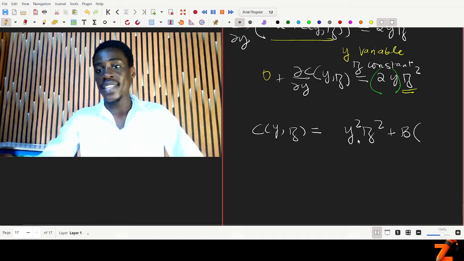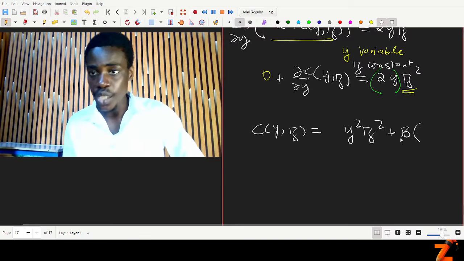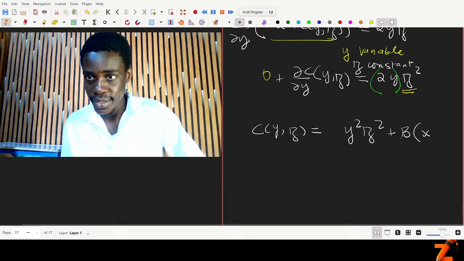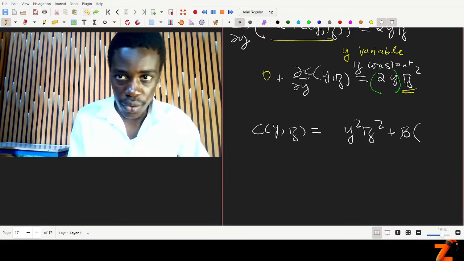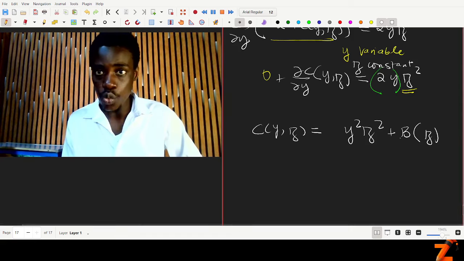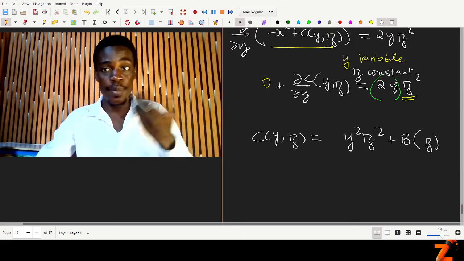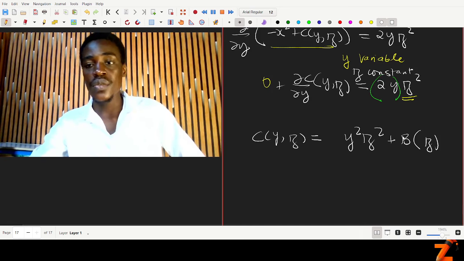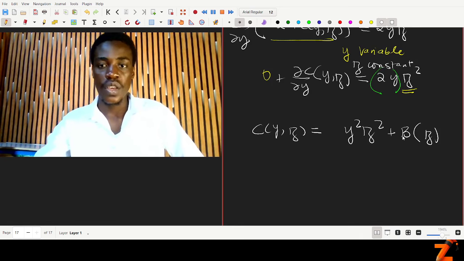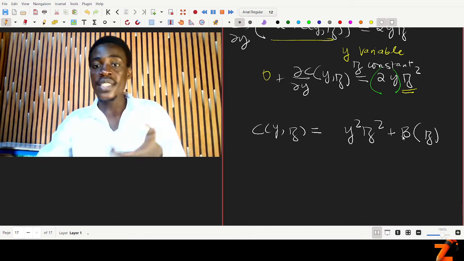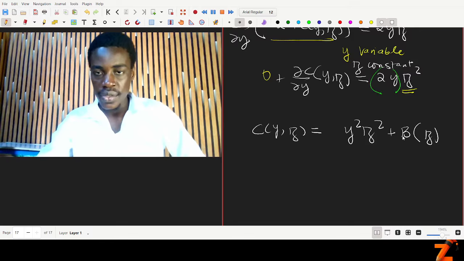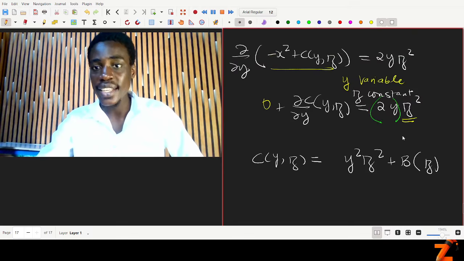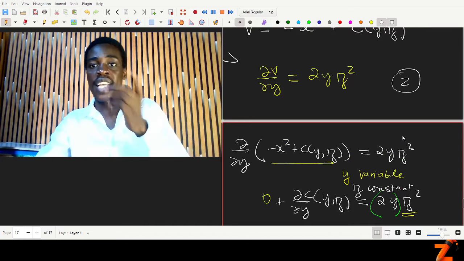Let's continue. C of y z is y squared z squared plus b of what? B of x? No, b of z, because y is the variable as I explained. Okay, y is the variable, so z is the constant, so b depends on the constant z. Very good.